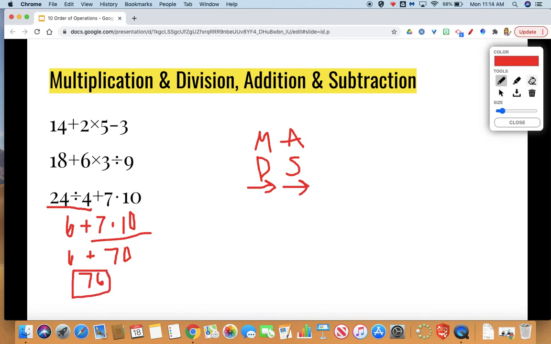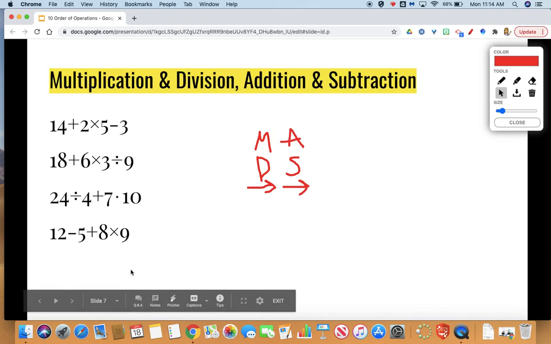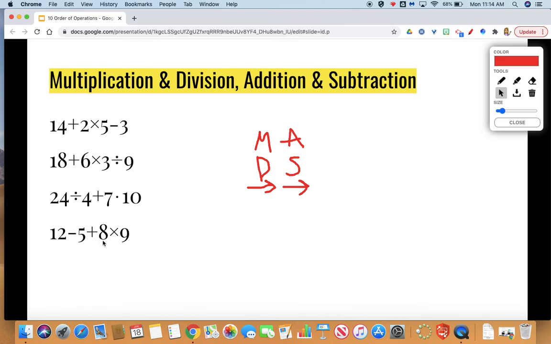All right, I think I have one more on this slide. Let me erase and let's look at this last one. You can do the same thing. You can pause and try it on your own, or you can wait for me to walk through it if you're needing more guidance. Yeah, last one. Okay, here we go. 12 minus 5 plus 8 times 9. Pause if you want to try it on your own. Otherwise, let's walk through it.